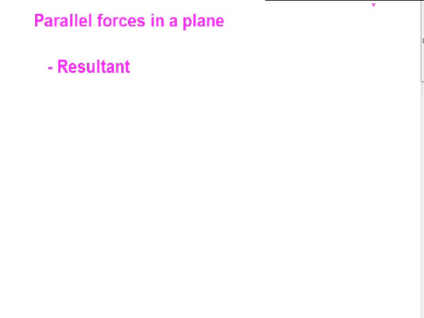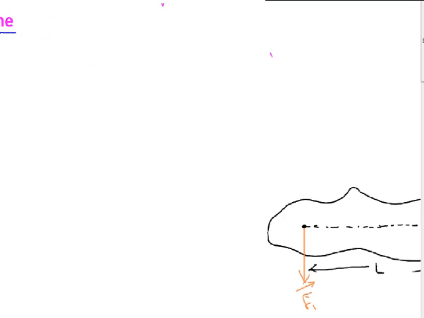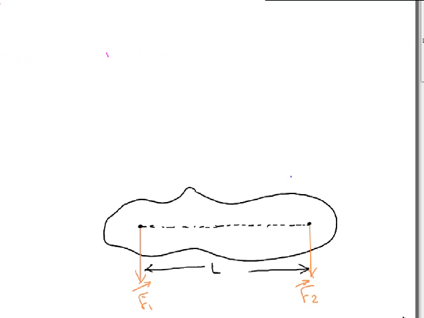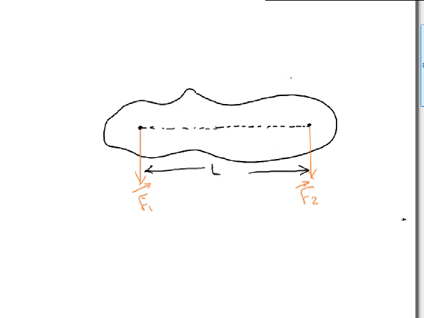In this lesson, we'll try to consider a system of parallel forces acting in a plane and try to find their resultant. To begin with, let us consider a simple situation shown here. We have an object of arbitrary shape on which two forces F1 bar and F2 bar, which are parallel, are acting and they are separated by a distance L as shown over here.